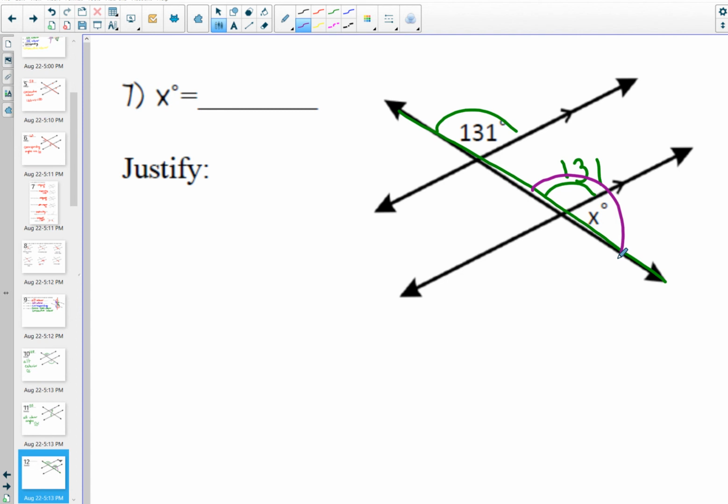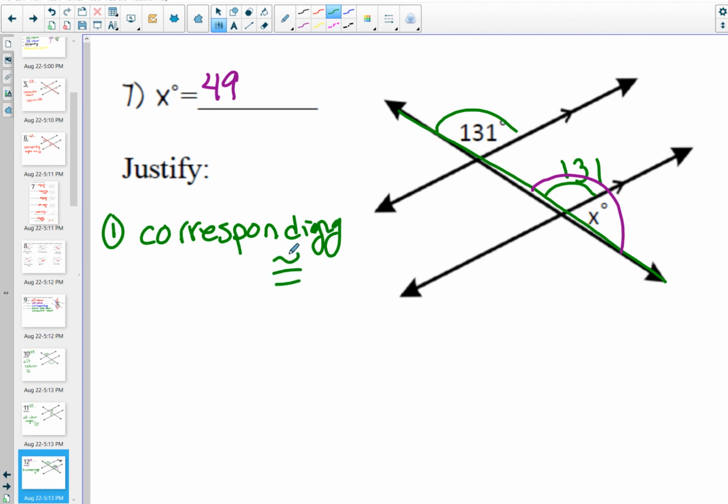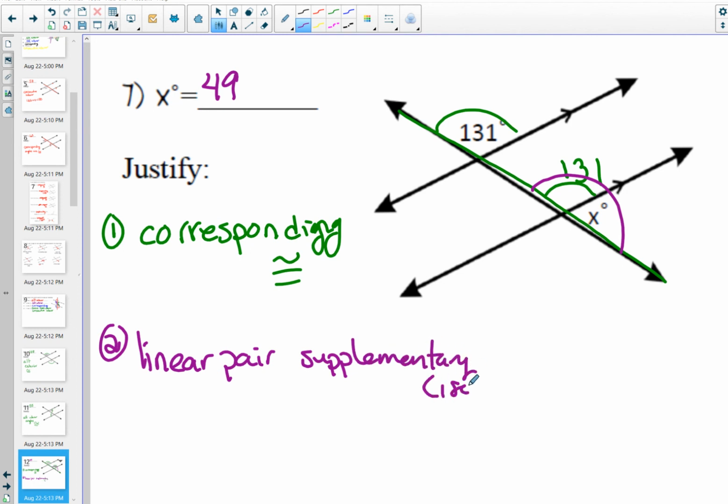Okay, so what was our answer? 49. And we had to actually do 2 steps to get it. Our first step we said was corresponding angles are congruent. And my second step, we said that a linear pair is supplementary, meaning they add to 180.